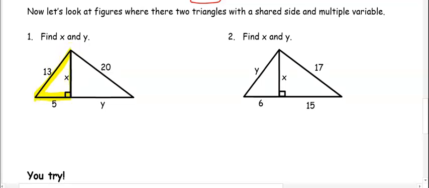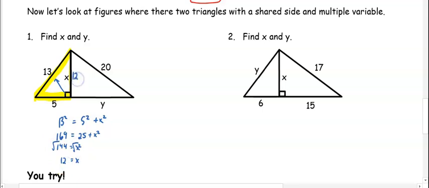Across from the right angle is 13. So we would have 13 squared equals 5 squared plus x squared. So as we solve, we get 169 is equal to 25 plus x squared. We can subtract 25 from both sides, so 144 is equal to x squared. When we take our square root, x is 12.